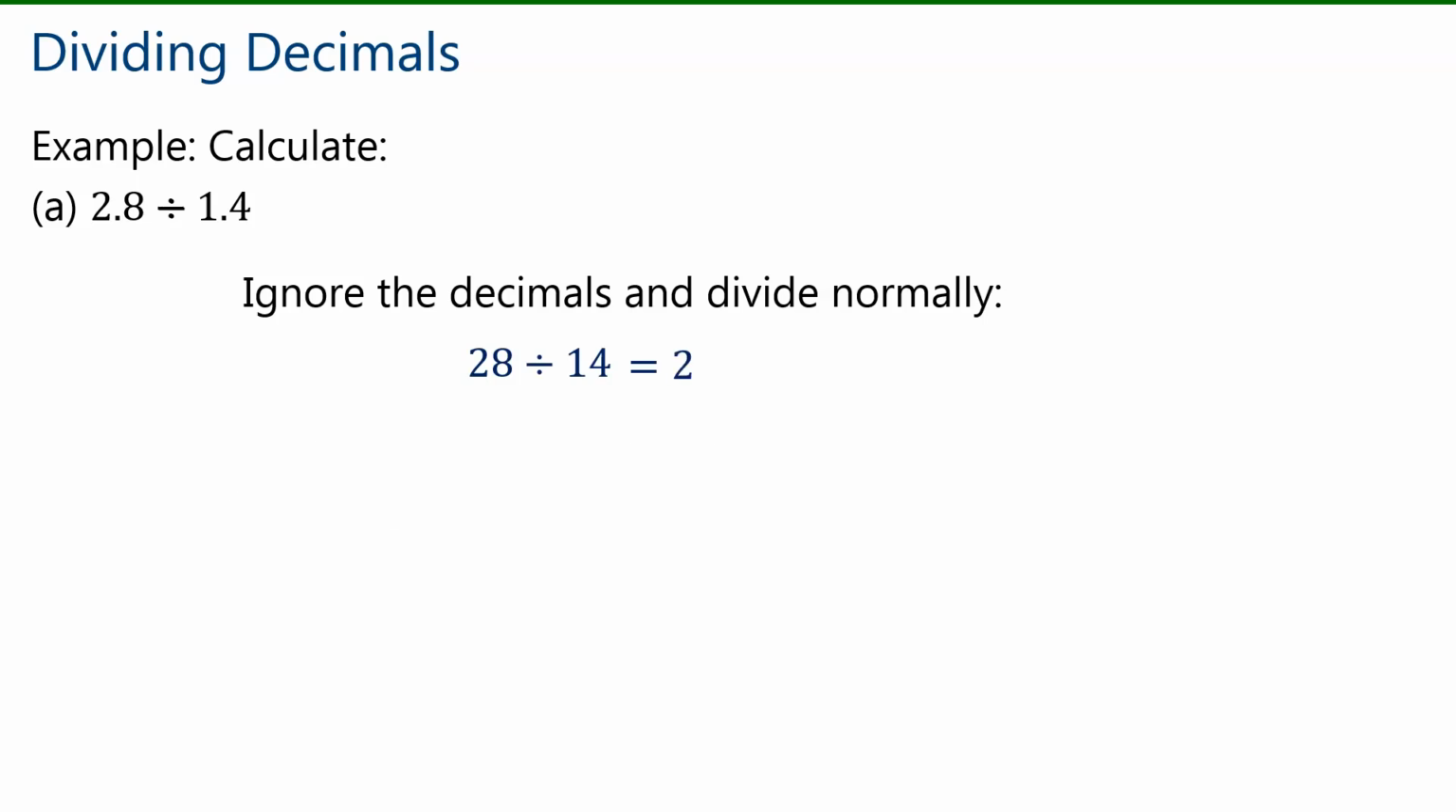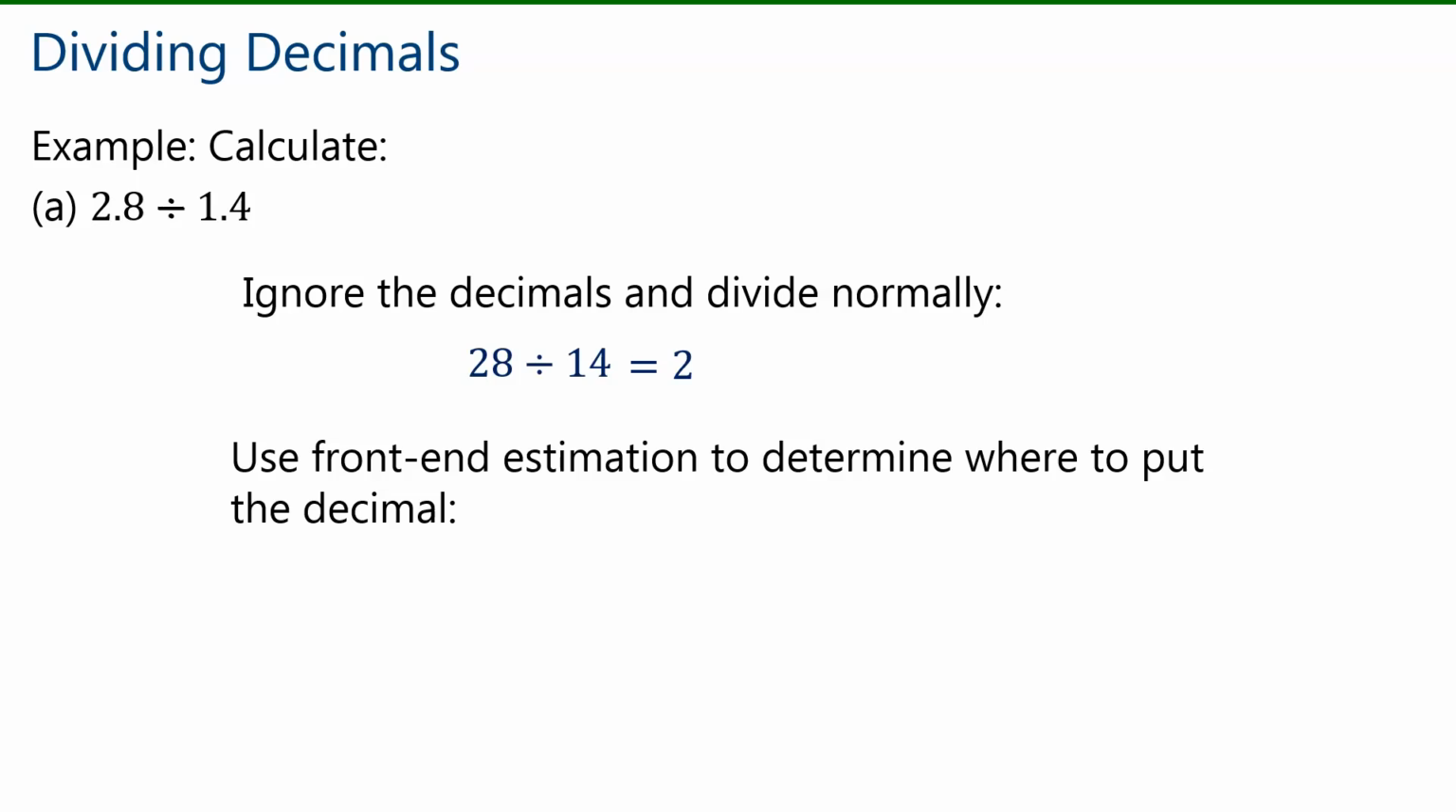So now let's use front-end estimation to help us determine where to put the decimal. Some of our possible choices are 0.02, 0.2, just 2, and so on. If I look at the whole numbers in my expression, I would have 2 divided by 1, which is 2. So between all the possible choices we have, our answer is just simply 2.